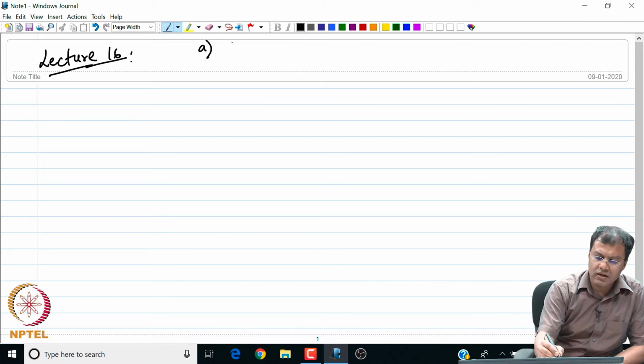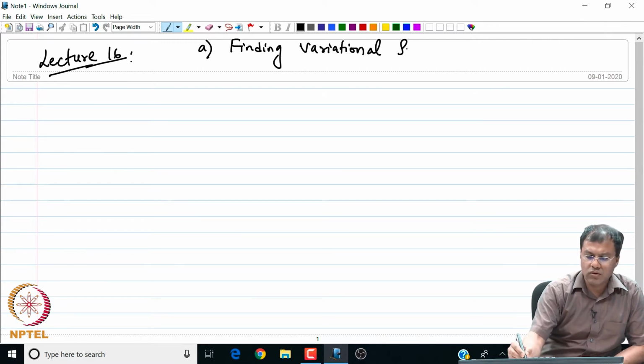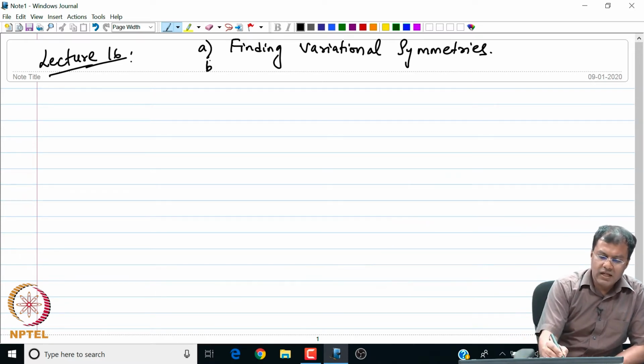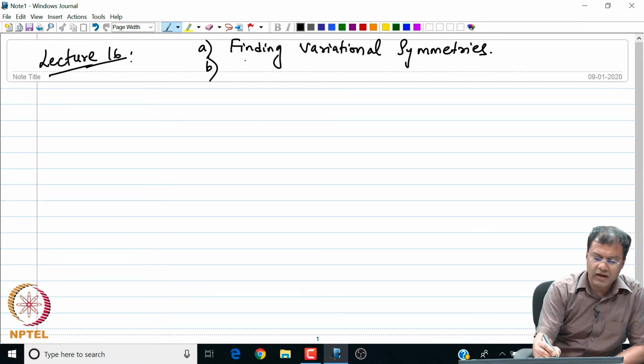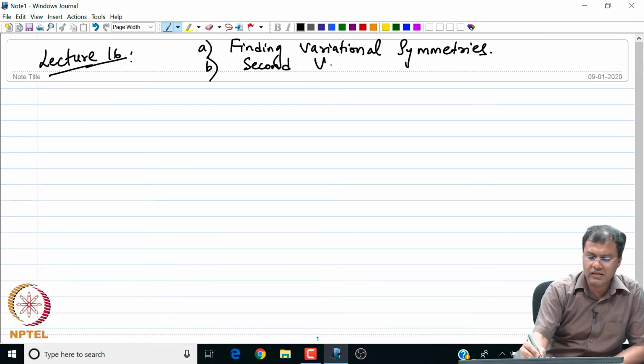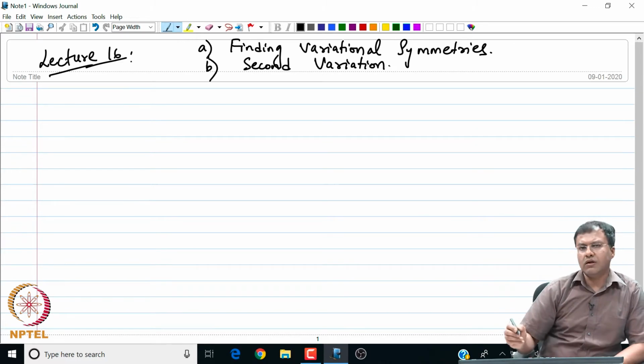First we will discuss how to find the transformation or the variational symmetries that lead to the conservation laws. And the second half of this discussion will involve finding the second variation of the functional. What is the use and why do we need to see the second variation?